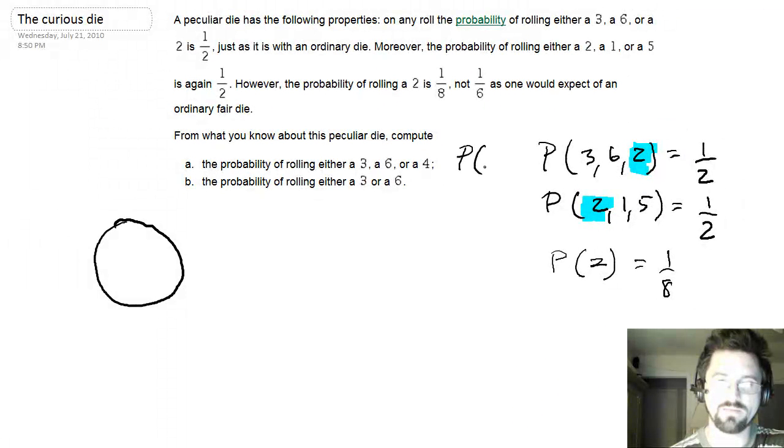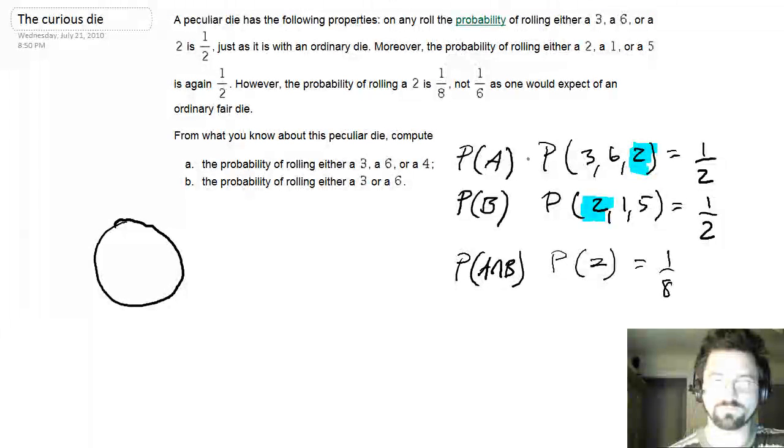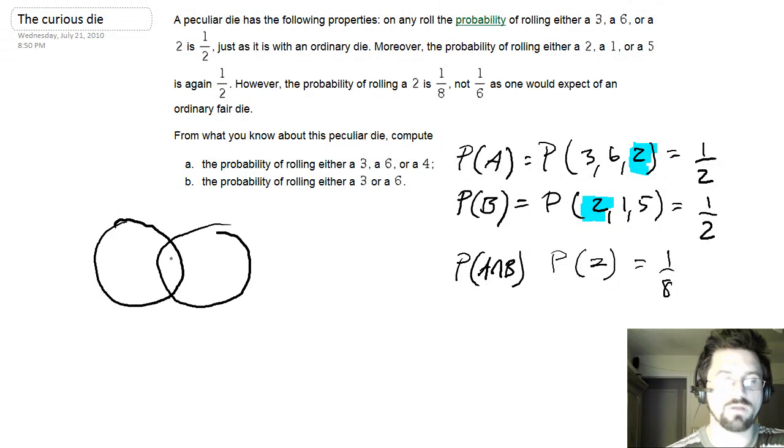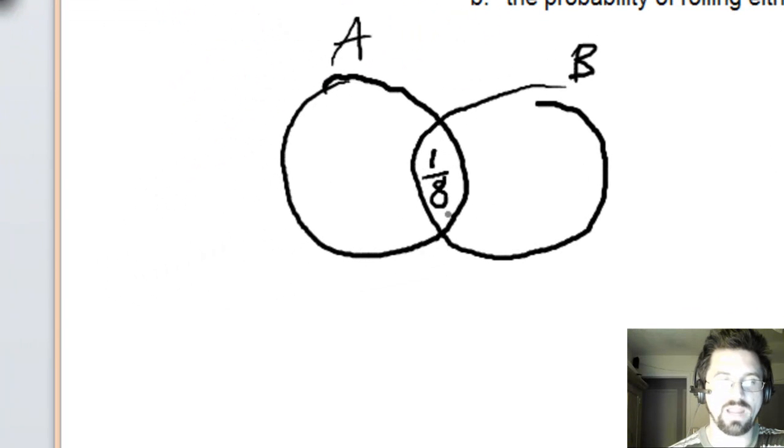We'll call this P of A, and we'll call this P of B, and we'll look at this as P of A intersect B. Therefore, event A and event B are not mutually exclusive. They do overlap. This is A, this is B. We have a half shot of being in either of these. We have a 1/8 shot of being in here. So if we take away the 1/8, then this must be 3/8, and this must be 3/8 as well.